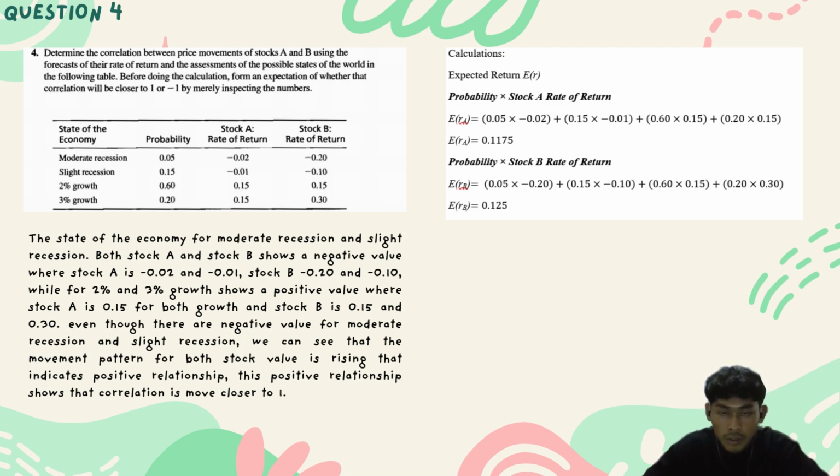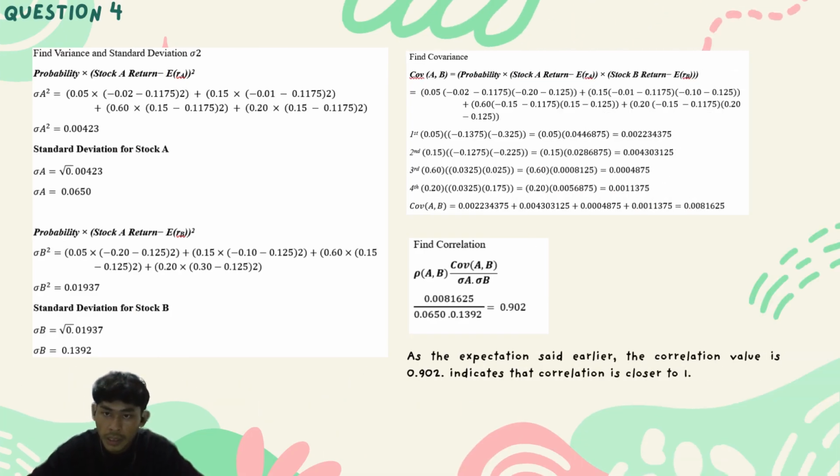So to prove it using the calculation, first we need to find the expected return for both stocks, using the formula probability times stock rate of return. For stock A, the result is 0.1175 and stock B is 0.125. Next is to find variance and standard deviation, using the formula probability times in bracket stock return minus expected return. For stock A, the result is 0.00423 and the standard deviation is the square root of the result, which is 0.0650. And for stock B, the answer is 0.01937 and the standard deviation is the square root of the result, which is 0.1392.